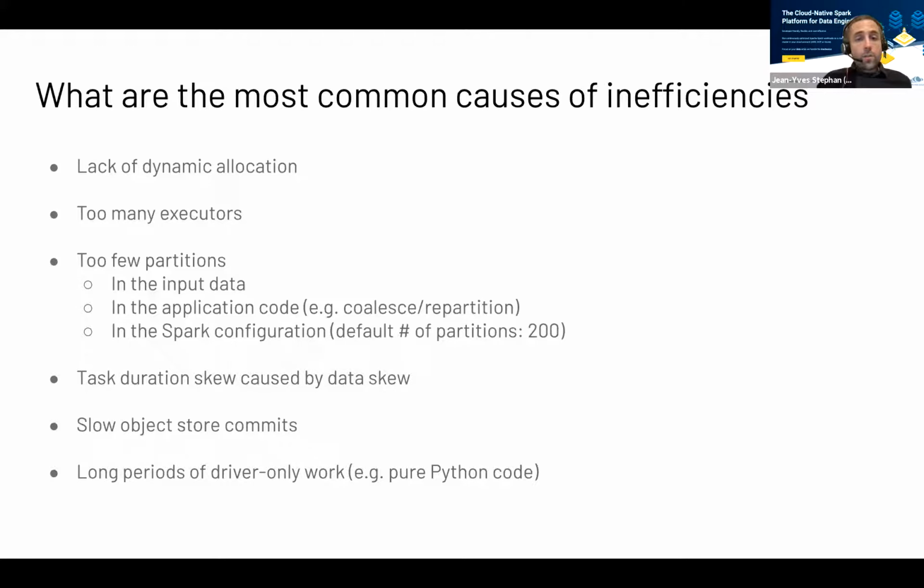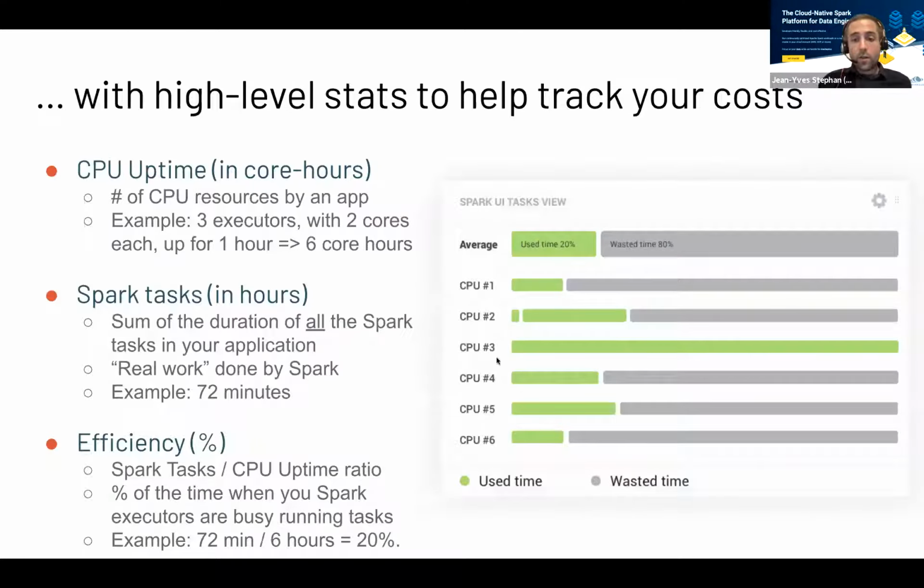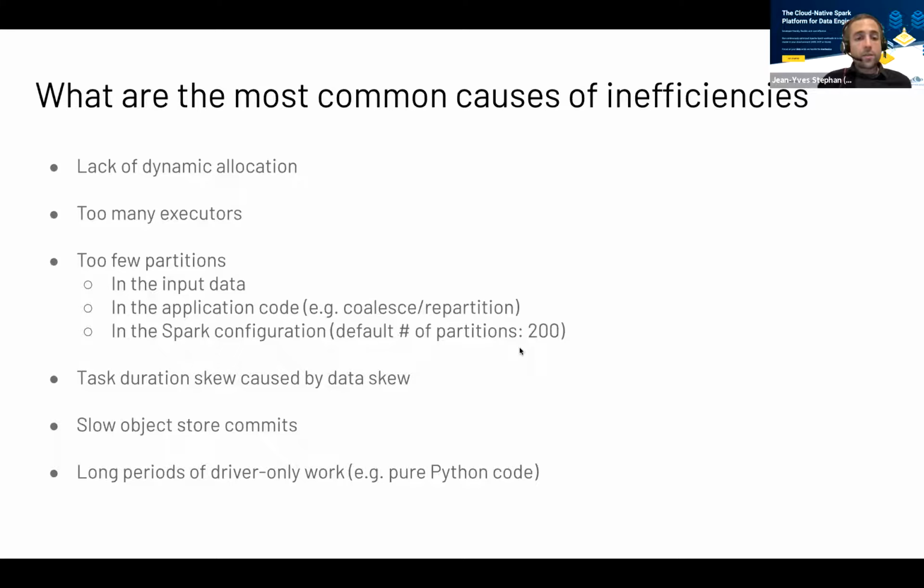What are other common causes of inefficiency? Well, when the task duration is skewed. This is what happened in our example earlier, when we had a very long task, a straggler, and then all the other short tasks. Very commonly, this is caused by data skew. For this, you need to change the application code logic. You may need to join on a different key, or see if you can filter out stragglers, or maybe you can use a technique called salting.